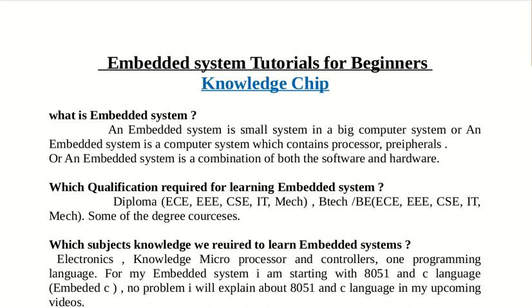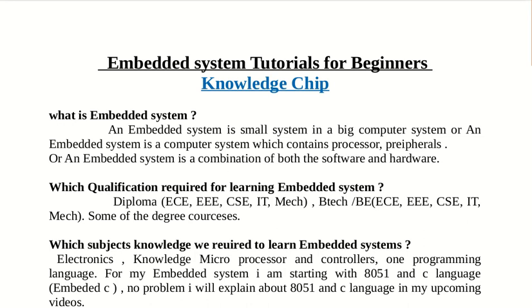An embedded system being a small system in a big computer system means that in a big computer system we have small systems, and these systems will work depending upon the program given by the programmer, or what we wrote on the controller. If we give some instruction in the program, it will act depending on that program only. So we call it an embedded system.